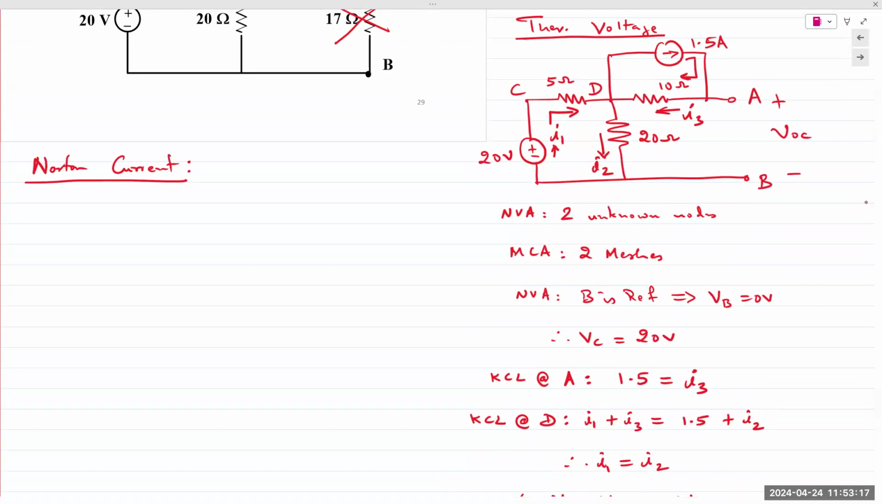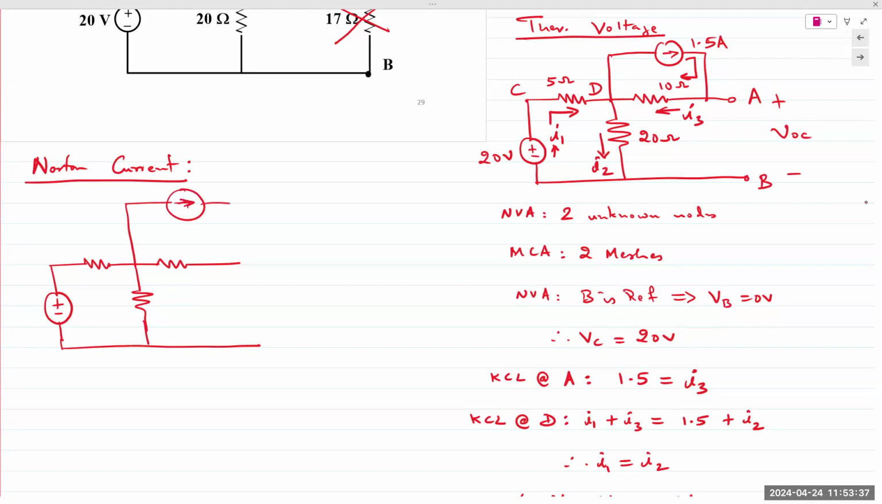Let me first draw out the circuit diagram. Should have drawn it a bit larger. Current needs a pathway to flow through, so I'm going to place a short between the two terminals, A and B. Thus, A and B are exactly the same.